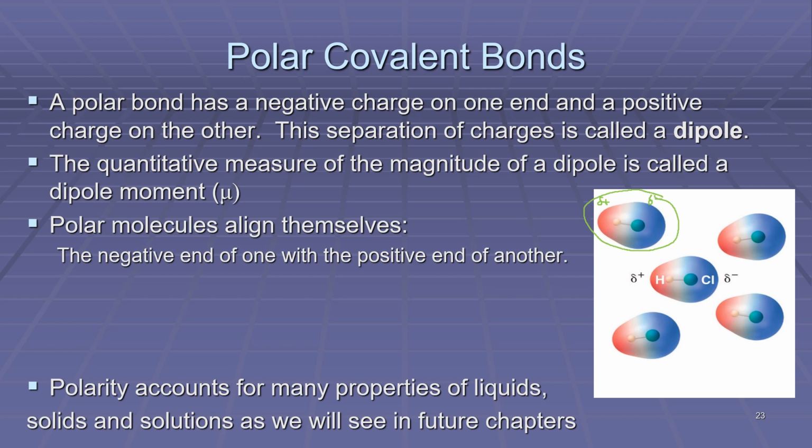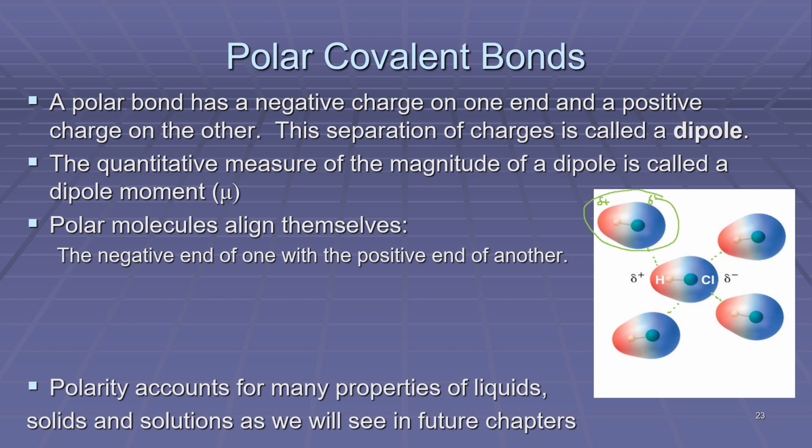We can measure the magnitude of a dipole. Sometimes it's called a dipole moment, and the bigger M is, the more polar it is. But here, like I was saying, the polar molecules like to align themselves. So the negative end of one molecule is attracted, even though it's not a full-on charge, they're still attracted to each other. So they kind of line themselves up, and they're attracted to each other. And this is what sort of helps stick molecules close to each other.